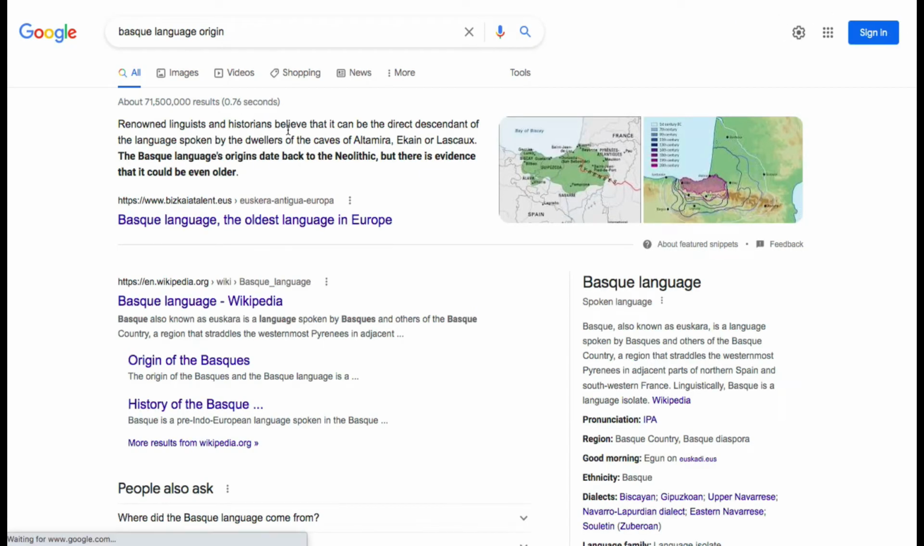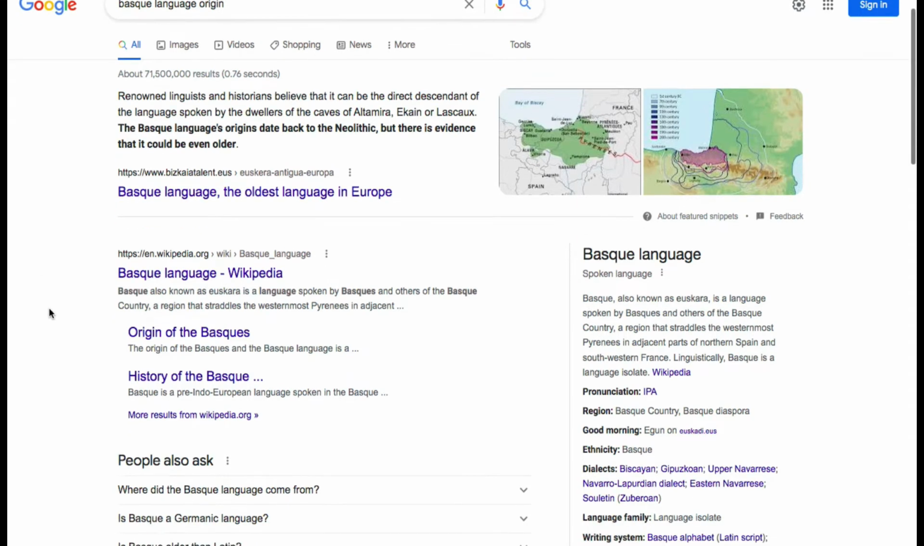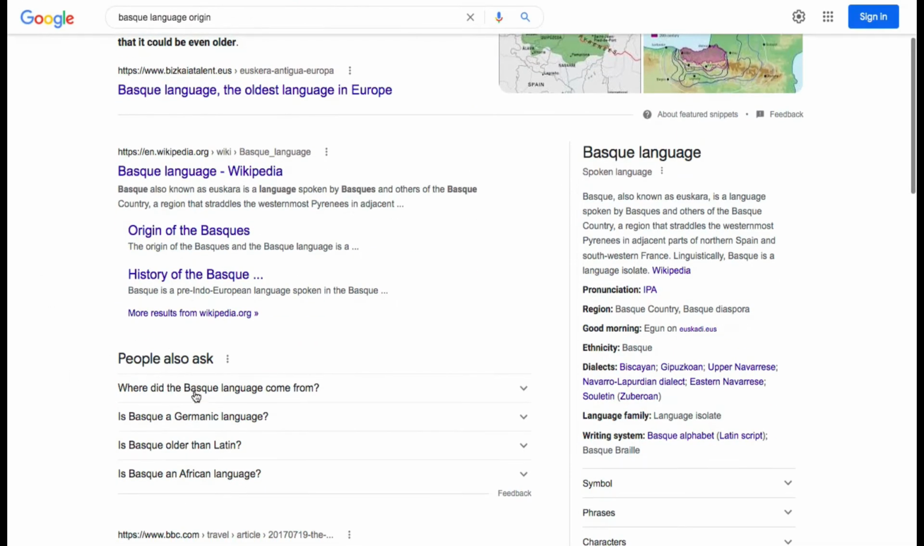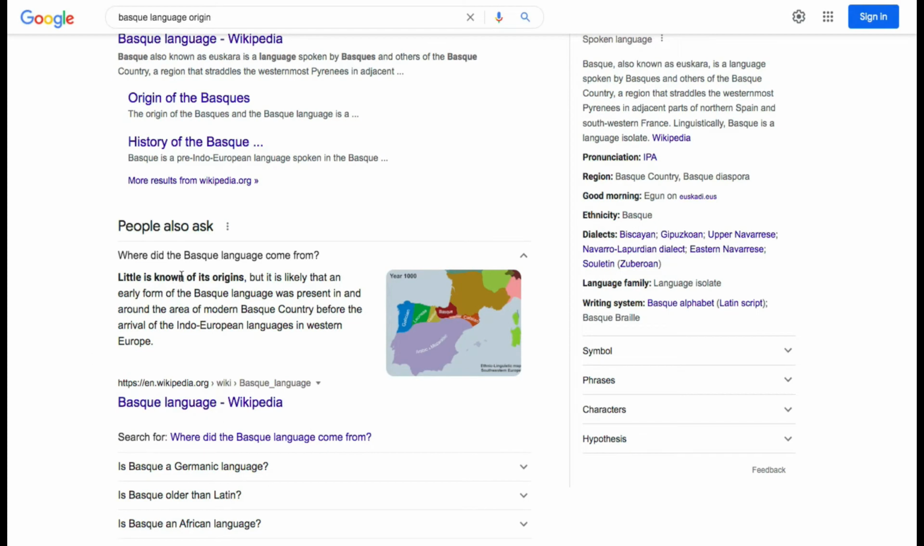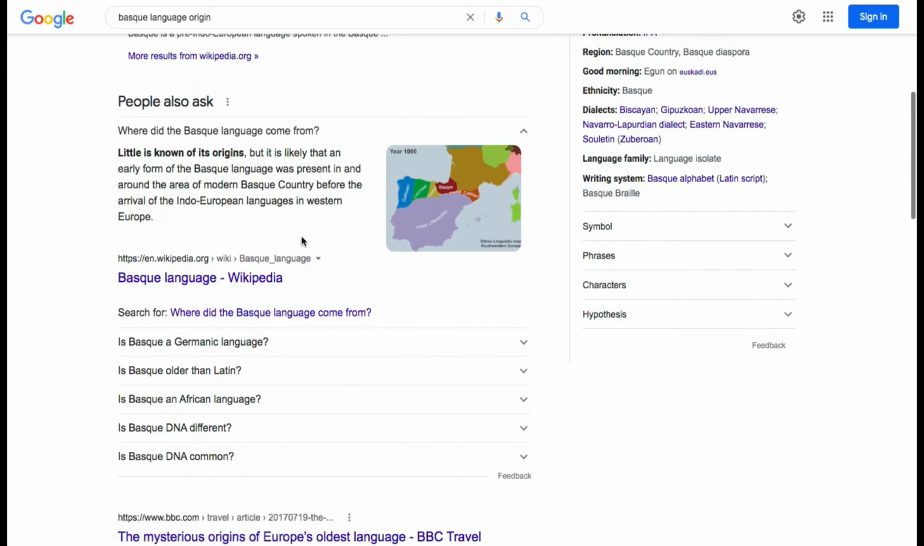Renowned linguists and historians believe that it can be the direct descendant of the language spoken by the dwellers of blah, blah, blah. Like, we were born in caves, yeah, right. If they're telling you that, it's the opposite. The Basque language origins date back to the Neolithic, but it could be older. Where did it come from? Little is known of its origins. So this is complete garbage, all right?